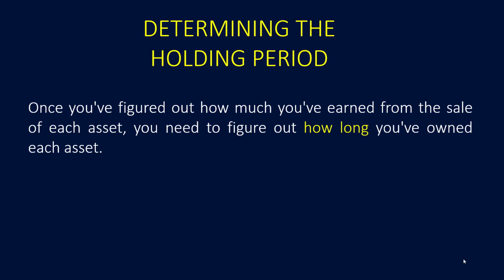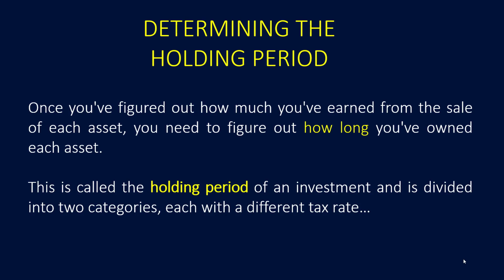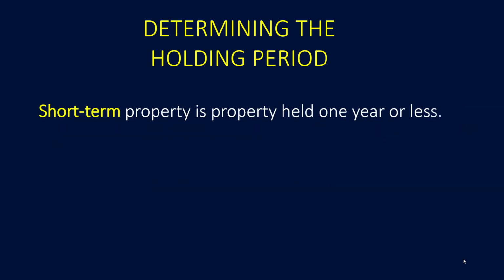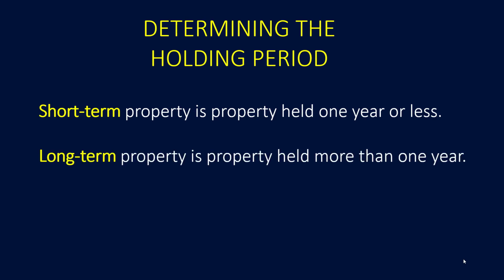Once you've figured out how much you've earned from the sale of each asset, you next need to figure out how long you've owned each asset. This is called the holding period of an investment, and it's divided into 2 categories, each with a different tax rate. Short-term property is property that's held 1 year or less. Long-term property is property held more than 1 year.